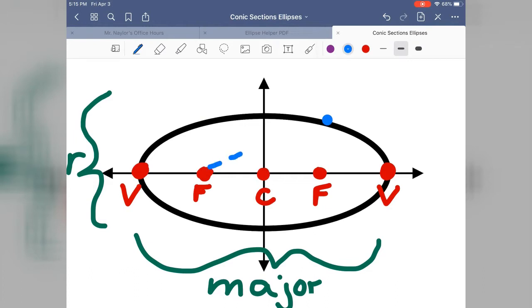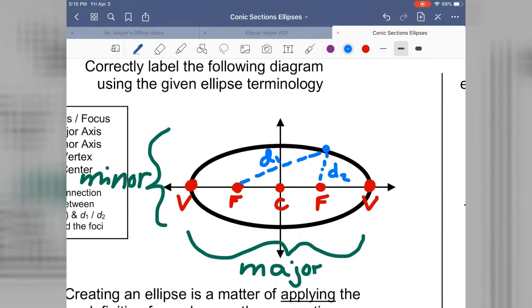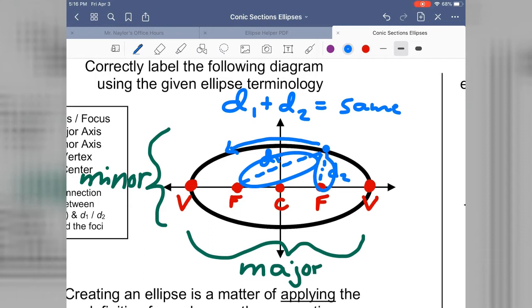Let's take the distance from this point to a foci, and call it D1. And let's take the distance to the other foci, and we'll call that D2. Again, the definition doesn't say that those two distances are equal. They don't even look like they're equal. But it says that the sum of those distances will be the same. It will be constant. As I move this point around this ellipse, these diagonal distances are going to move and change, but the sum of them is going to stay the same.